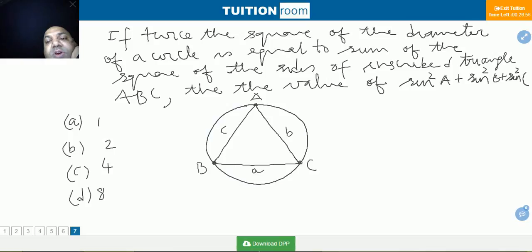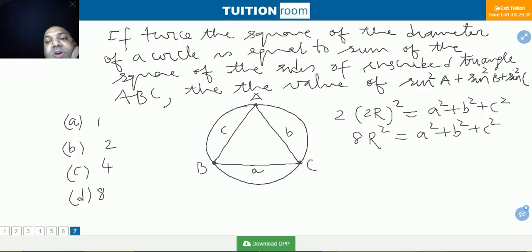What is he saying? Twice the square of the diameter, which is 2r, equals the sum of the squares of the sides. This condition is given: 8r square. If r is the radius, then twice r will be the diameter of the circle. He is asking the relation between the sines of the angles, and we will apply the sine rule.